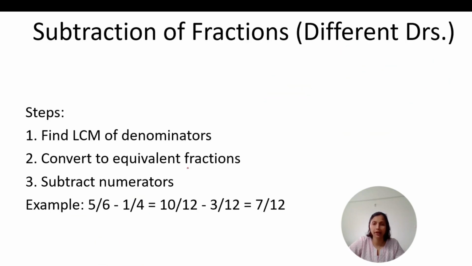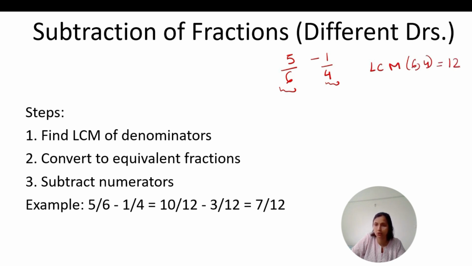Now what about the subtraction of fraction with different denominators? So same as the addition with different denominators, we need to bring the denominators to a common number. So if I have to subtract 5 by 6 minus 1 by 4, here denominators are different. So I will take the LCM of 6 and 4, which is equal to 12. So I will transform 5 by 6 to a fraction whose denominator is 12. So 6 multiplied by 2 is 12. So I need to multiply the numerator also by the same number.